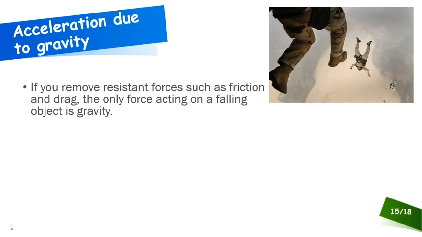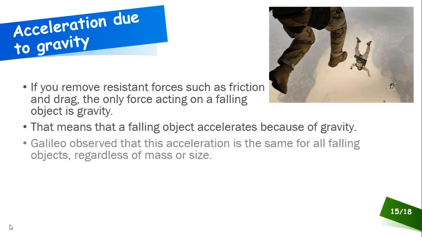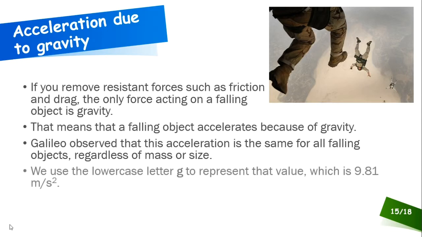So if we take away forces that would resist the motion of a falling body, like friction and drag, then the only force that's acting on a falling object is gravity. And therefore we can conclude that a falling object is changing its speed because of gravity. Because if we take away those resistant forces and it's still falling, well then gravity must be what's accelerating it, must be what's causing that motion. And so we have what's called acceleration due to gravity. Galileo was observing this acceleration when he was dropping his objects from the top of the Leaning Tower of Pisa.